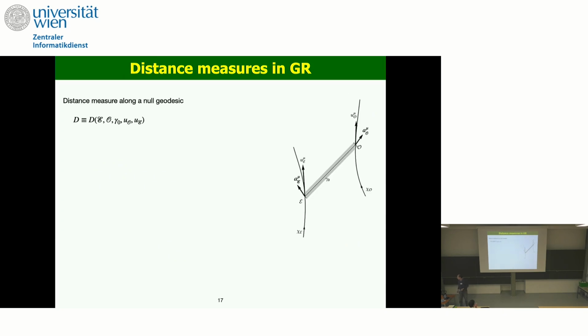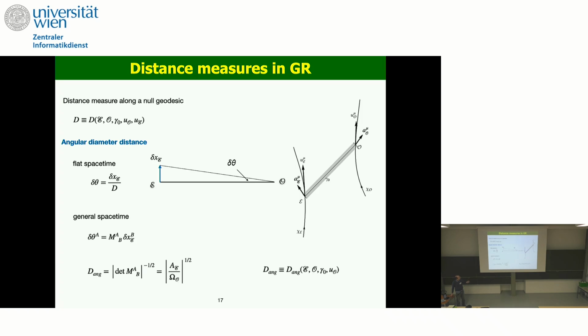Okay, I have 2 minutes, so let me just talk about distance measures in relativity. It will take 2 or 3 minutes. So you can measure the distance in relativity using the angular diameter distance by comparing the angular size of an object of this size with its transverse size. In a general spacetime, of course, the relation between displacement and the angle is more complicated, but we can take the determinant of m to define our angular diameter distance. This is the standard definition. It depends on the geometry along the line of sight and the velocity of the source.